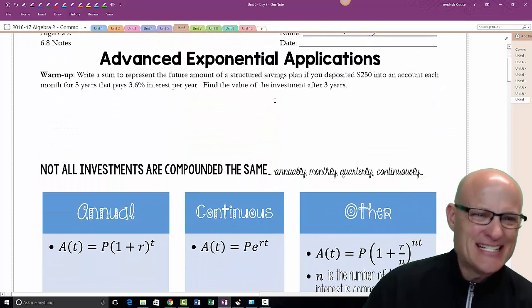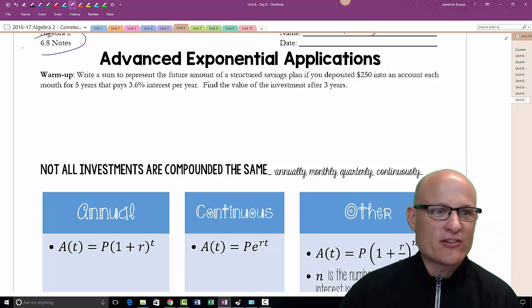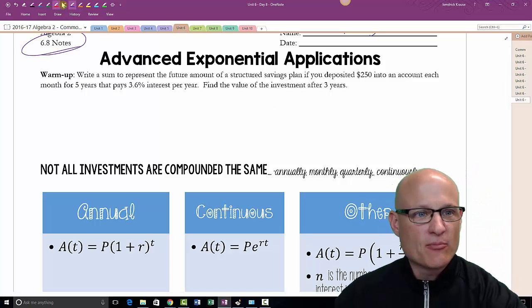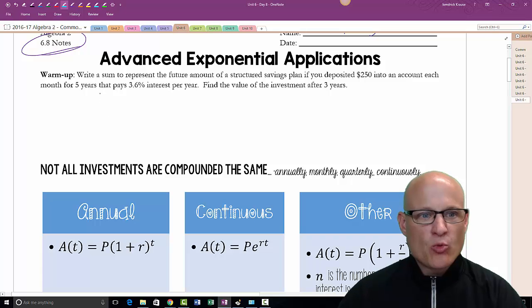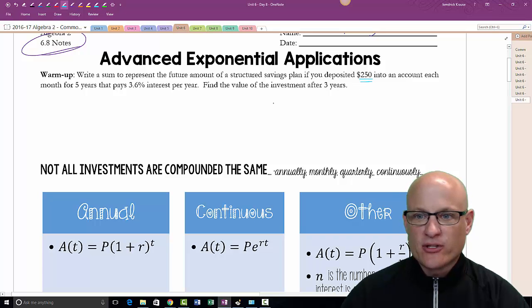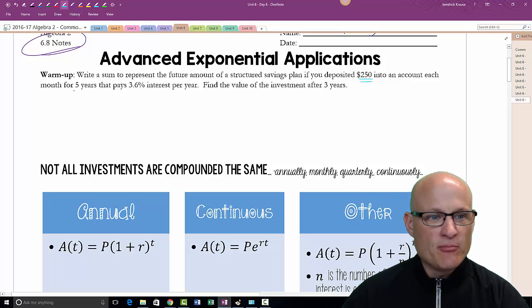We're on 6-8. There it is, right there. Let's get away from purple. We'll go to blue. Anyway, write a sum to represent the future amount of a structured savings account if you deposit $250 into an account each month for 5 years that pays 3.6% per year.